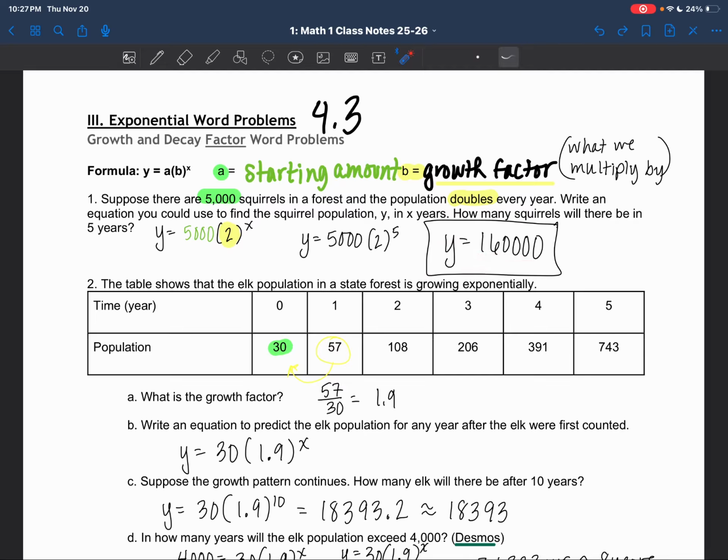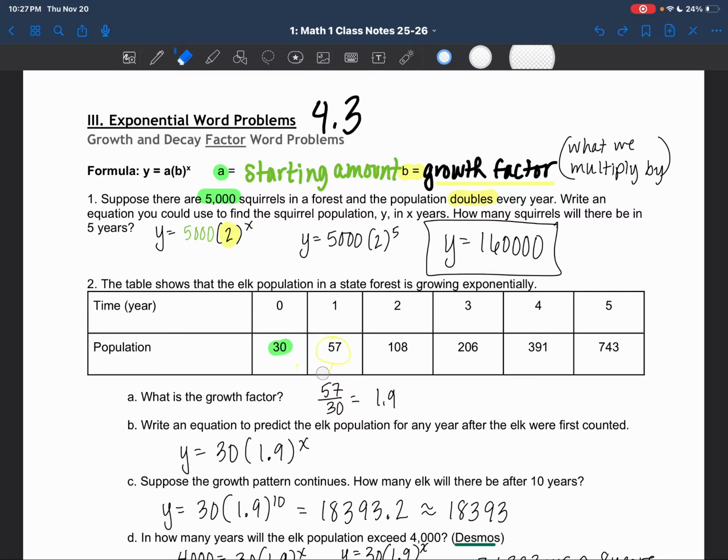All right, now here for number 2, it gives you a table. So we have an elk population who's growing exponentially. So that means you're multiplying or dividing by the same amount. So to get the growth factor, you have to take the second term and put it over the first term. So we did 57 over 30.